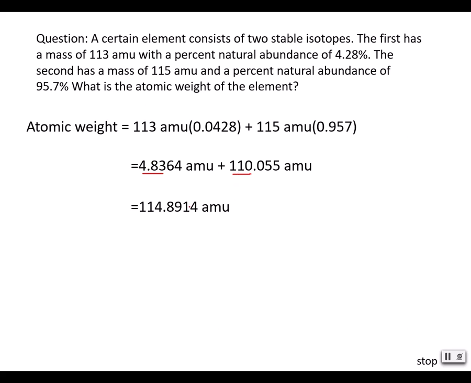So this is what comes out of your calculator. But if I asked you to report this to the proper number of sig figs, since we're adding, you would report an answer with no digits after the decimal. So it would just be 115, or 115 AMUs. And that makes sense, right? Because the vast majority of the isotope for this element was 115 versus 113.